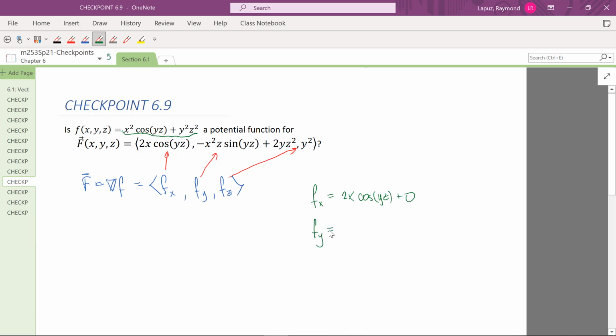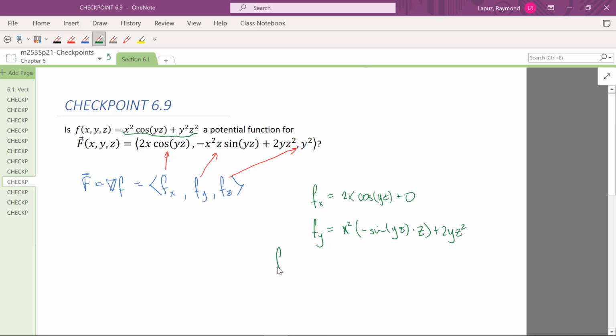Fy, the derivative with respect to y, well, we have to take the derivative of cosine yz. X squared is a constant, so we'll start off with x squared. The derivative of cosine is negative sine yz, and then we take the derivative of the inside yz with respect to y. That's going to give us a z, and then we have a plus the derivative of y squared z squared with respect to y. That is 2y. Z squared is constant, so that's just z squared.